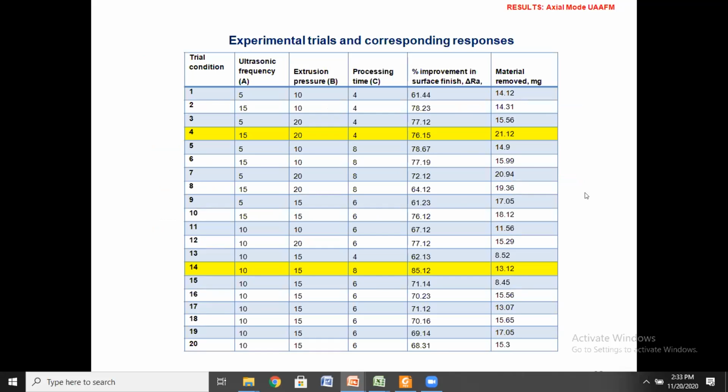So here you can see the surface finish and material removal rate. Why multi-objective optimization is required, I will let you know. In the previous case, the percentage improvement of surface finish and MRR were better in one trial itself. But in the second phase of experiments, for this particular run, trial number 4, the improvement in surface finish is 76, whereas the material removed is 21. Whereas in the other case, trial number 14, the surface finish is 85 and the material removed is 13.